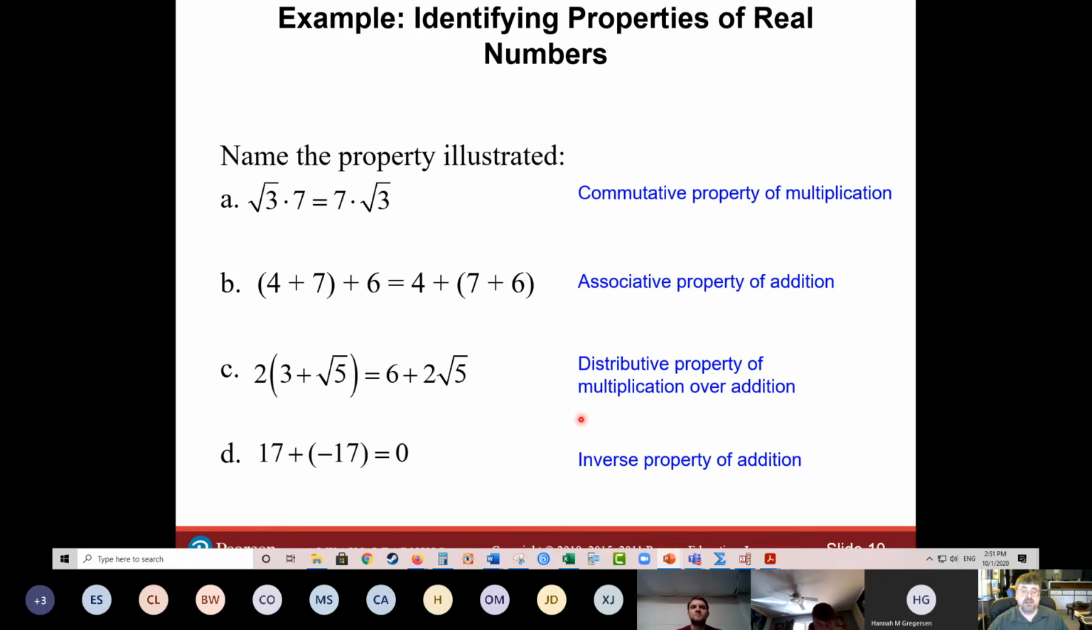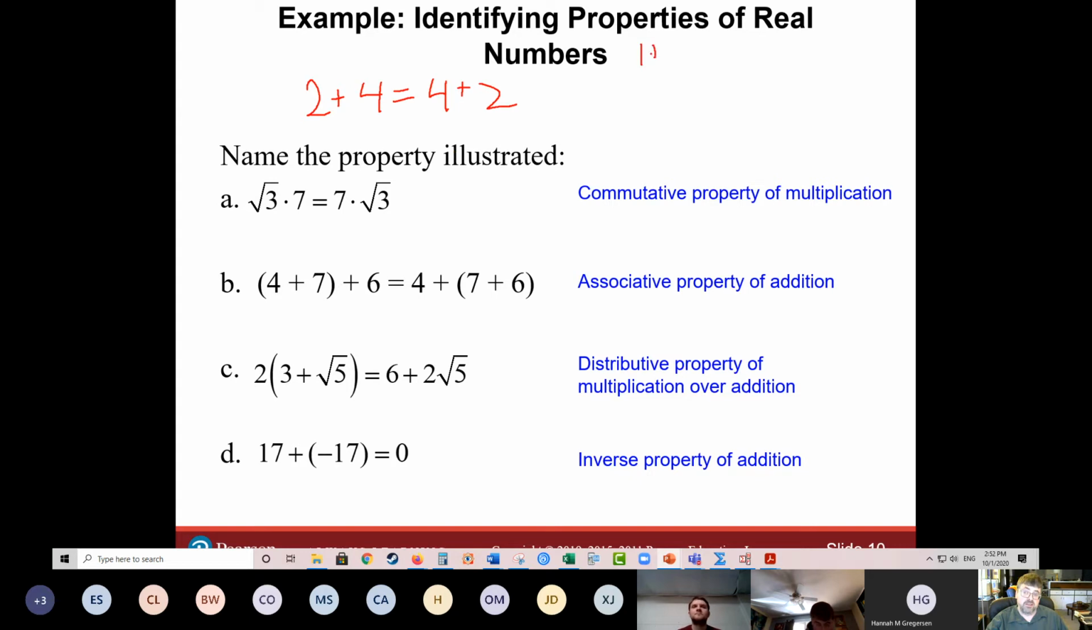So you might be given an illustration of a property and asked to name the property. You might be given a property and asked to illustrate it. And so you might be told commutative property of addition, and so you would write 2 plus 4 equals 4 plus 2. There we have an example of the commutative property of addition.